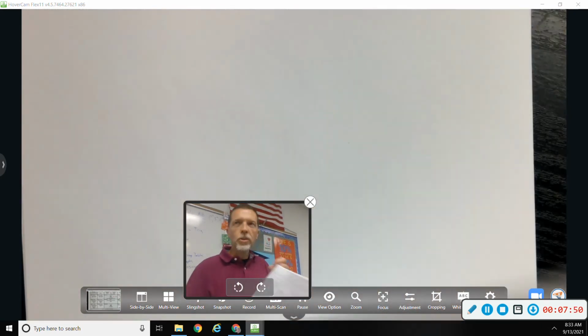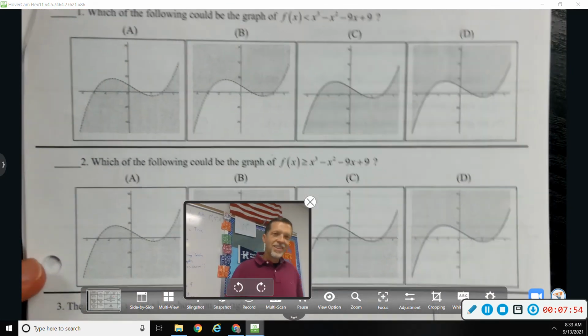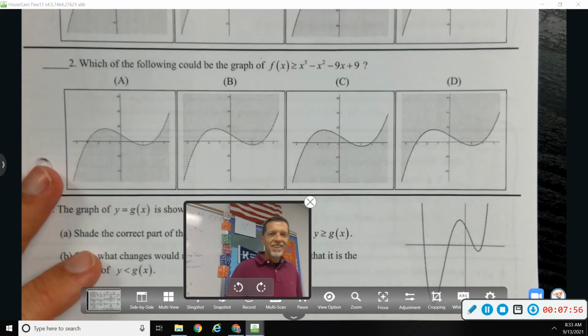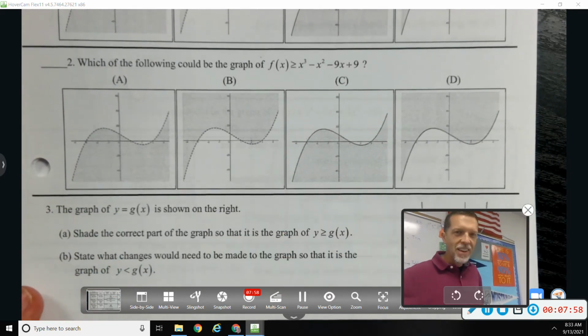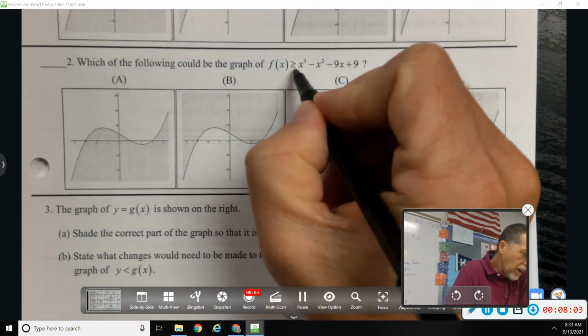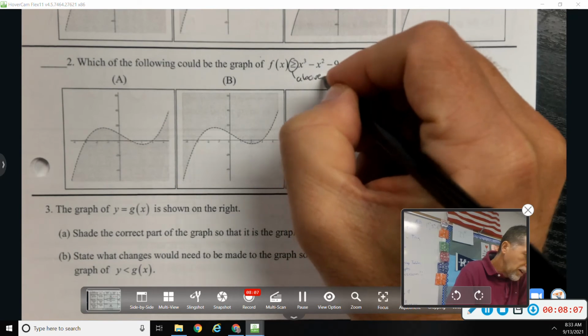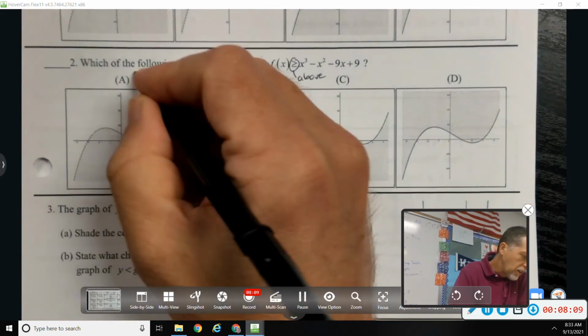Olivia, you said number 2? Yeah. Uh-oh, did I mess up on number 2? I feel like it's D, but the answer key says I got D. Uh-oh. It can't be. All right, it's greater than, so it's got to be above. So you can cross out A and C.